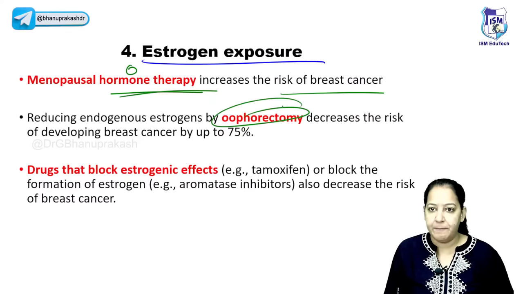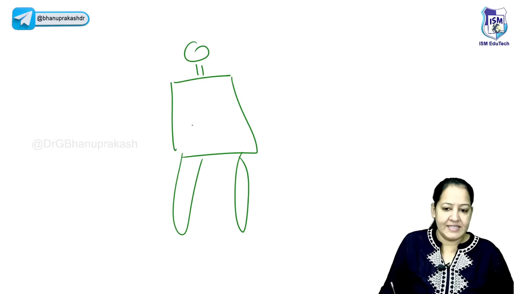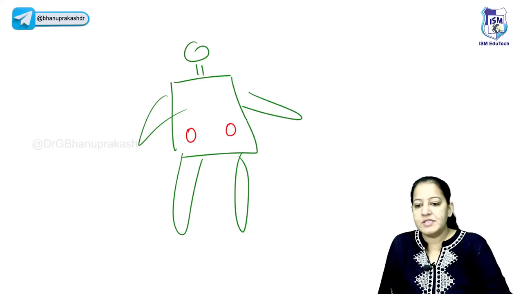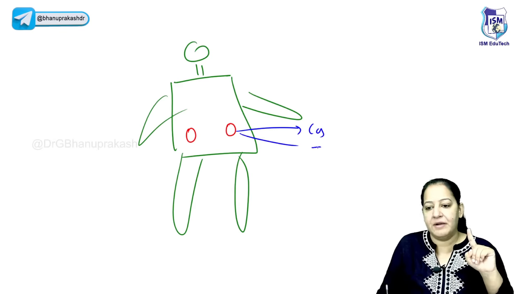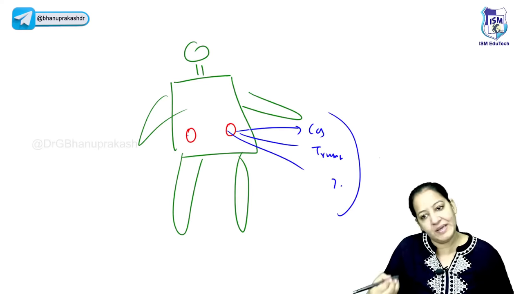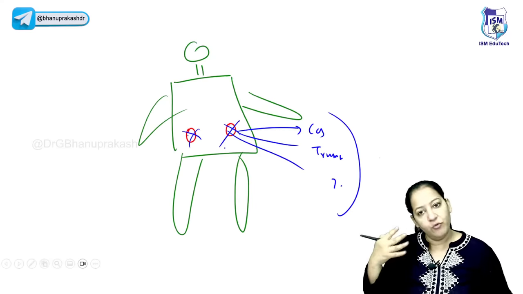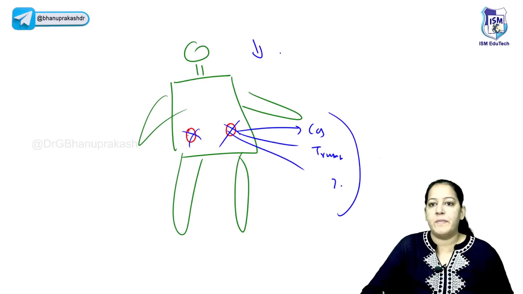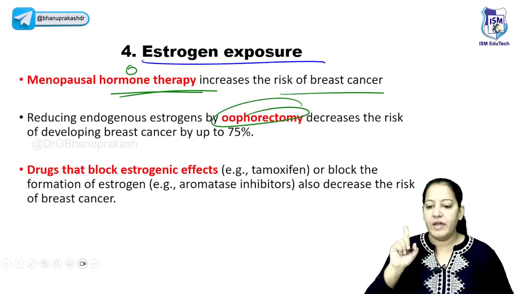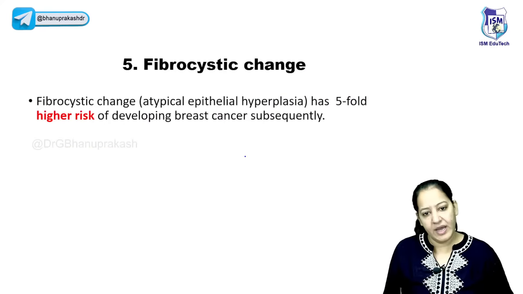Okay, what about oophorectomy? Imagine a female who has ovaries. Now, due to some problem in the ovaries, maybe cancer, maybe trauma, maybe some other problem, oophorectomy is done. Bilateral oophorectomy is already done, so she doesn't have ovaries at a young age. She is at reduced risk of developing breast cancer because many years before menopause the ovaries are removed. So if oophorectomy is done for any other reason, it reduces the risk of developing breast cancer.